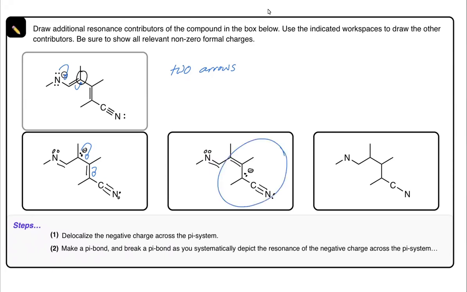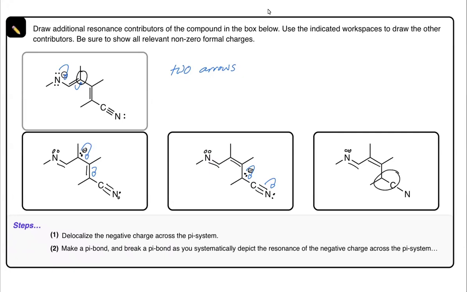Now from this structure, we have our negative charge adjacent to the carbon-nitrogen triple bond. We can delocalize across the triple bond, because that's a lone pair atom adjacent to a pi system. I can make a pi bond between the two carbons and then break one of the pi bonds of the triple bond. Tracking with you, this would stay the same. Nitrogen still pi bonded there. We still have this carbon-carbon pi bond.